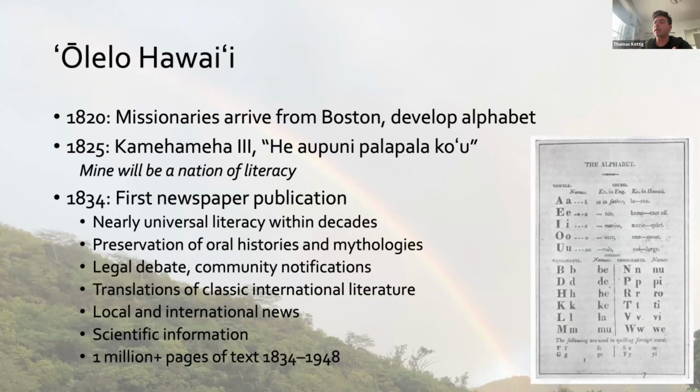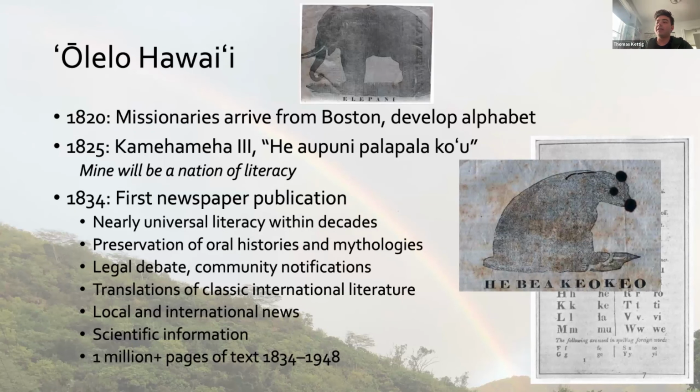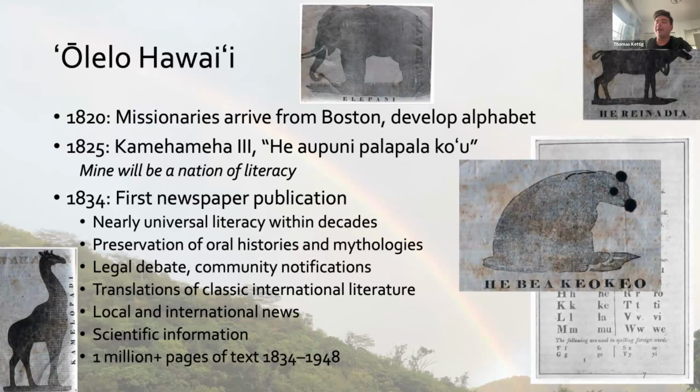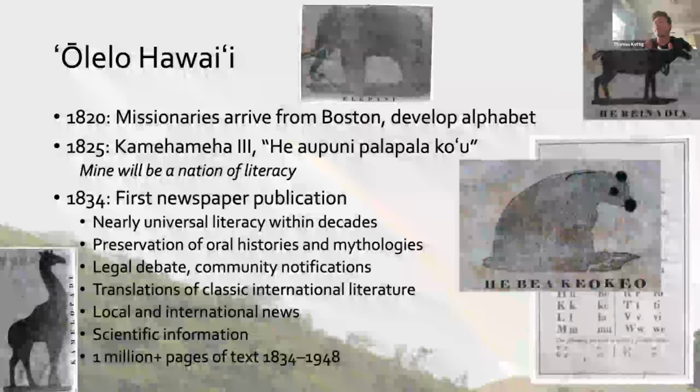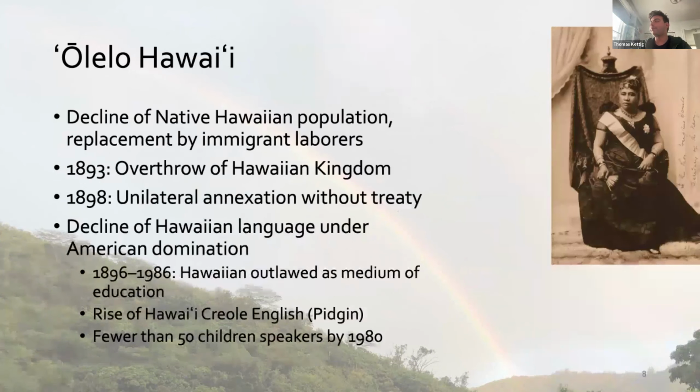And this includes things like not just the oral histories, but also legal debate, local news, translations of classic literature in serial format, so like 1001 Nights, Charles Dickens. All of this was translated into Hawaiian and put into the newspapers, along with scientific information. So it gave people their first glimpse at a polar bear, at an elephant, at a giraffe, at a reindeer, all these exotic animals that nobody had seen before. All of this was available for public consumption in the newspapers.